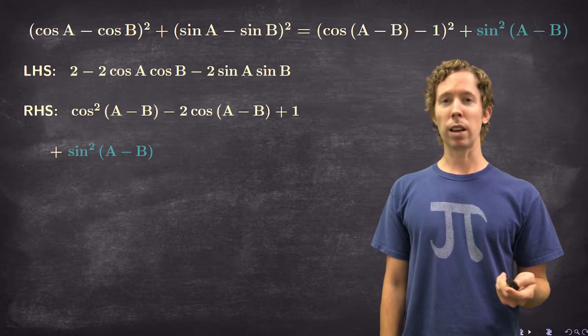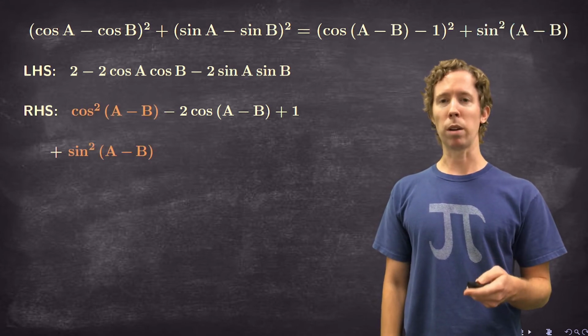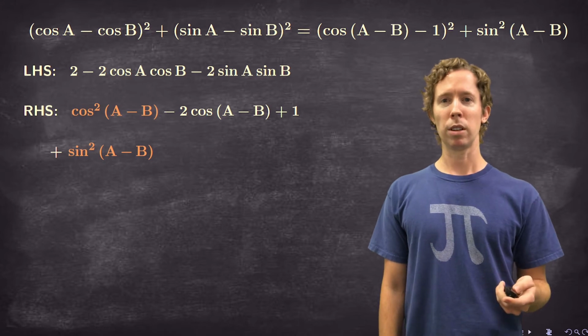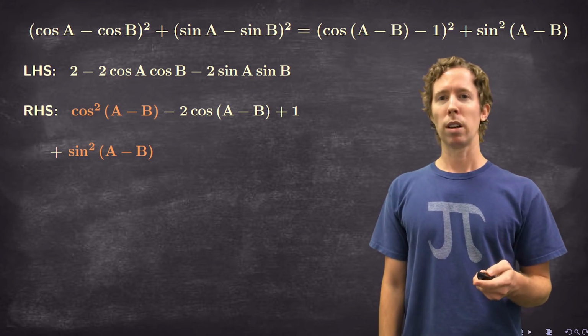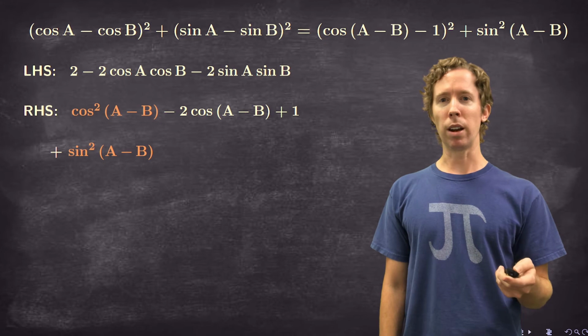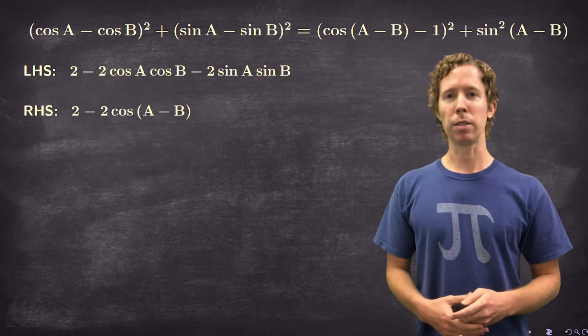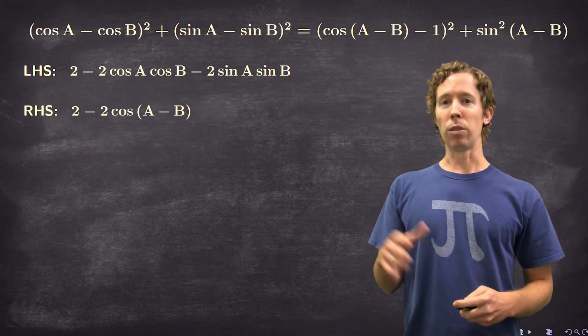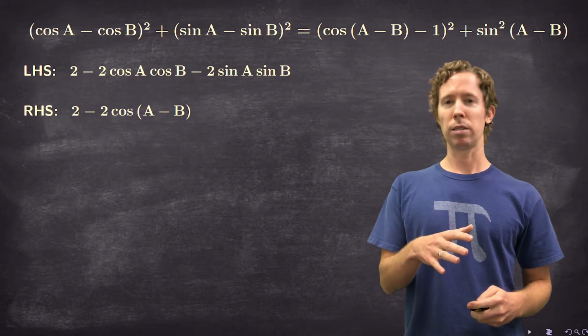And then notice again, we've got a cosine squared plus a sine squared of the same angle. So that gives us a 1. And when we add it to the other one that's already there, this is what we get for the right-hand side. And now the left-hand side is equal to the right-hand side.